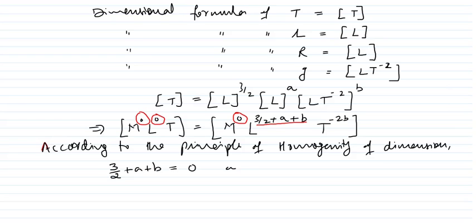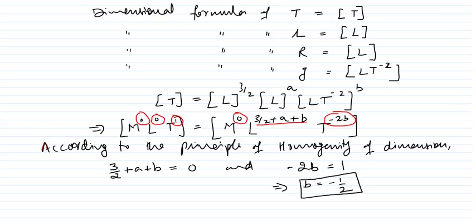Clear? And you can see what are the dimensions of T? Here it is 1 and here it is minus 2B. So the dimensions of T should also be the same. Therefore we get minus 2B is equal to 1, and from this we get B is equal to minus 1 by 2. So we got one value, that is B is equal to minus 1 by 2.